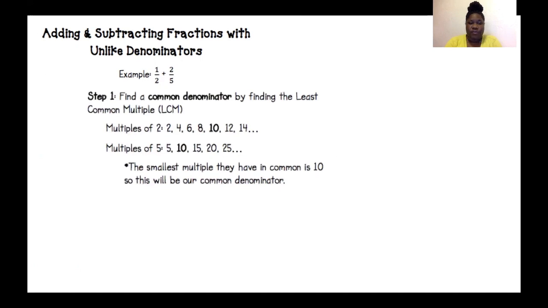Now, getting into adding and subtracting fractions with unlike denominators. My first problem is 1/2 plus 2/5. I first want to find my common denominator by finding, again, the least common denominator using multiples, that's skip counting. So I will skip count 2, 4, 6, 8, 10, 12, 14, and so on. And then underneath it, I will do my multiples of 5. 5, 10, 15, 20, 25. Well, I see the smallest multiple they have in common is 10. So 10 will be our common denominator.